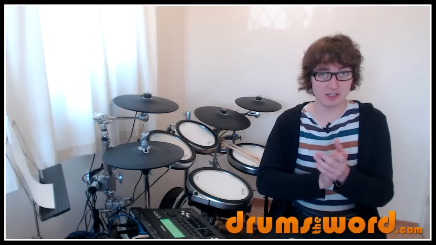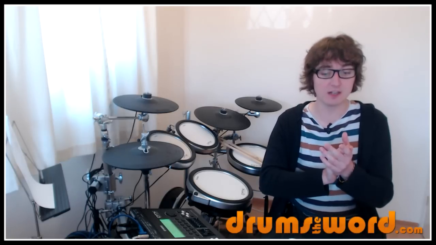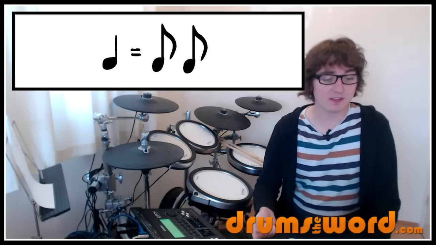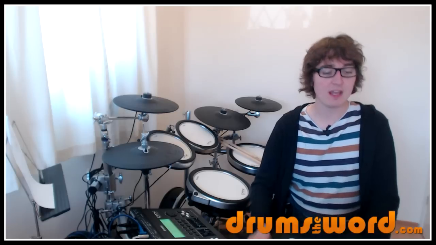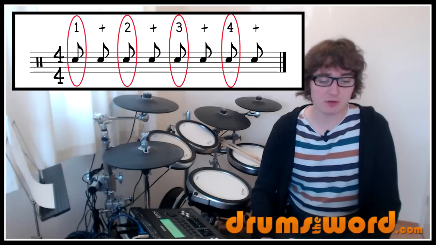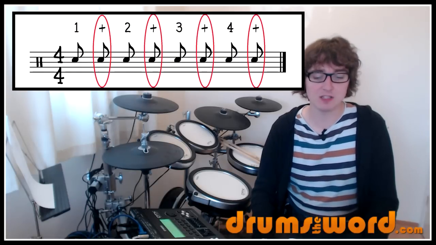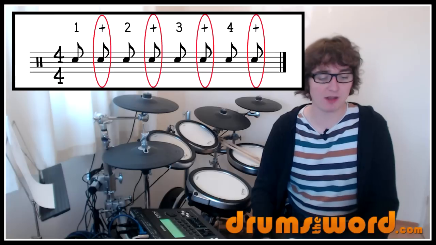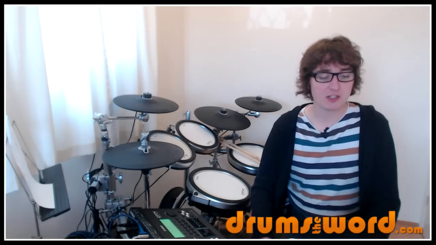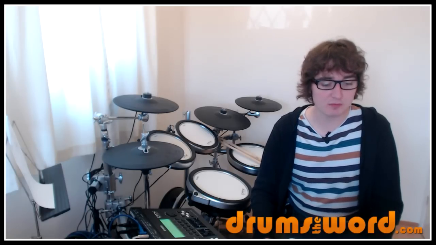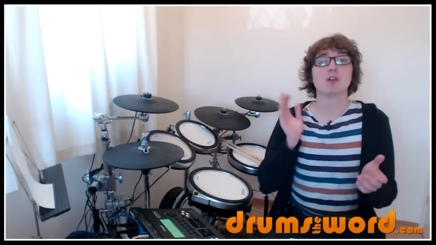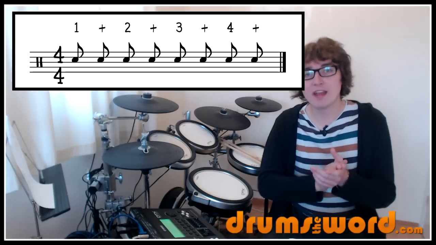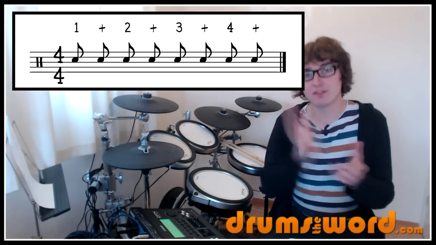Duh, duh, duh, duh, duh, duh, duh, duh. You can play 2 eighth notes in the same space of time as you can play 1 quarter note. Each eighth note is counted on the downbeats of the bar as shown, but the notes that fall in between each downbeat are counted using the word and, represented by the plus sign here. So if me clapping represents the quarter note, then this bar will be counted like this. 1, 2, 3, 4, 1 and 2 and 3 and 4 and.